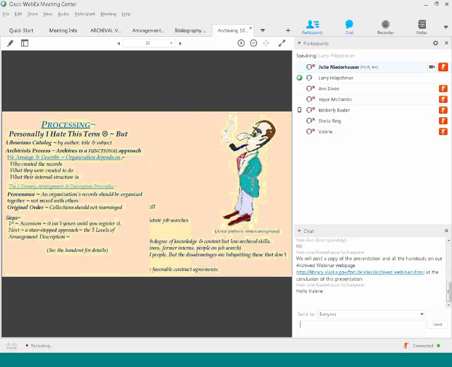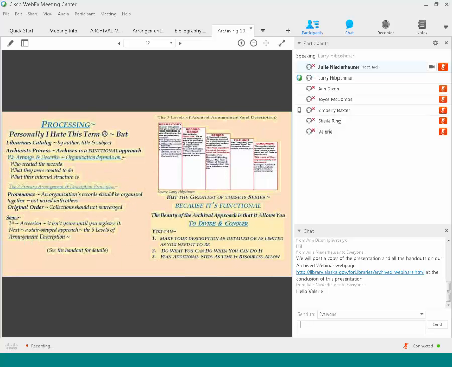Okay, processing. I really hate this term, but it's the one the profession uses, so we all refer to processing. I think it's way too vague, but there it is. There is a difference between what librarians do and what archivists do. Librarians catalog by author, subject, and title. Archivists process, in other words, organize the records that they have according to a functional approach. We arrange and describe records.